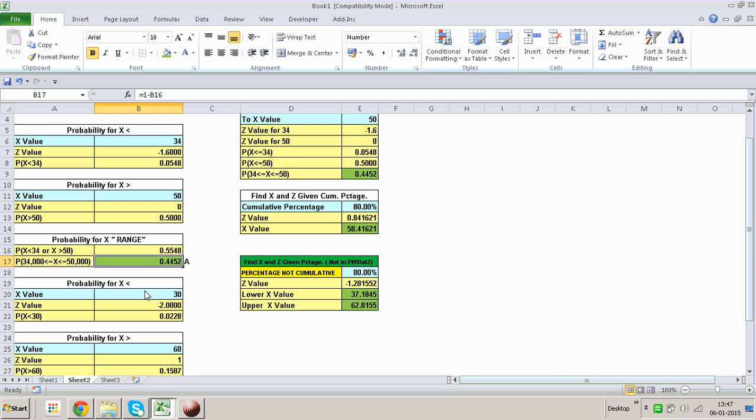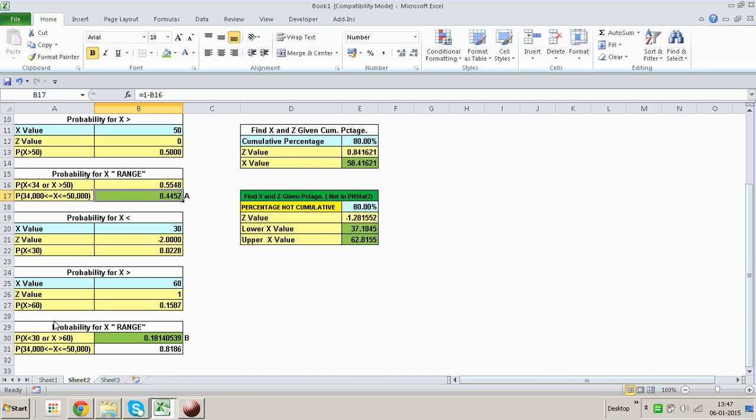Now let's come down and see another particular range. Now I'm interested to find out as to how many trucks within this particular trucking company, within this logistics organization, can be expected to travel below 30,000 and above 60,000 miles in a year.